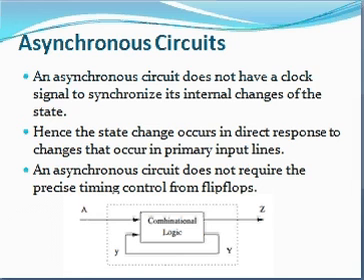Asynchronous sequential circuits do not have a clock signal to synchronize their internal changes of state. Hence, a state change occurs in direct response to changes that occur in the primary input lines. An asynchronous circuit does not require the precise timing control from flip-flops. It is controlled by the previous state. The previous state is controlled by the present state.